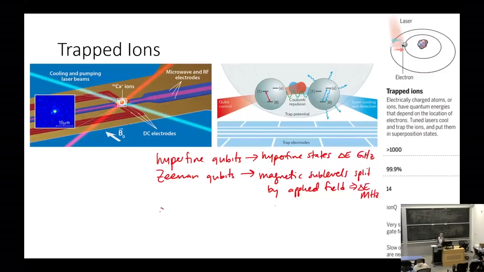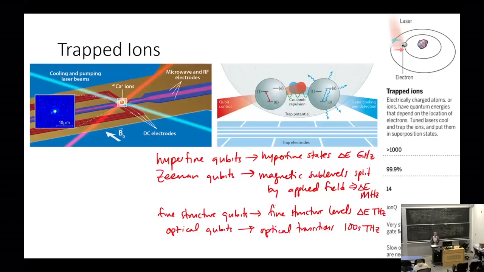You can have fine structure qubits, where the qubit states reside in the fine structure levels and are separated by terahertz. And then last of all, you can have optical qubits, where the qubit states are separated by optical transitions, typically hundreds of terahertz. So initialization and readout in trapped ions are both performed by laser manipulation, like you can see in the diagrams here, of the ion internal and motional states.